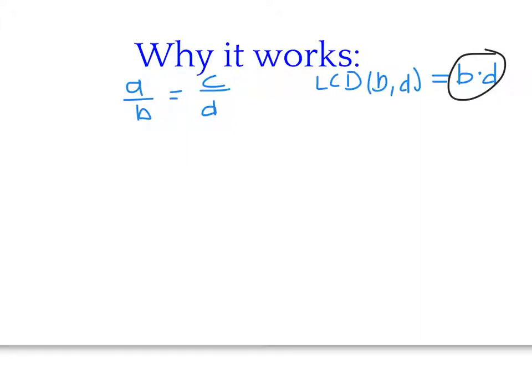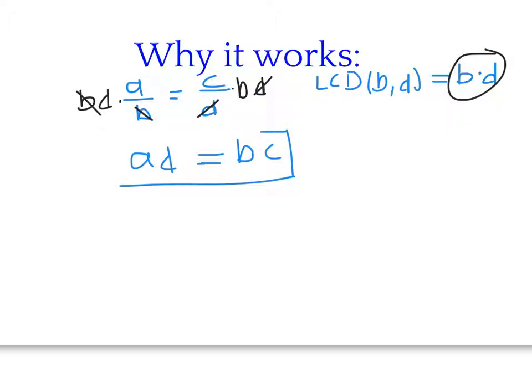So b times d multiplies on the right, and b times d multiplies on the left. We already have b in the denominator, so we'll cancel the b off. We have d in the denominator, so we cancel the d off because that's really 1. d times a is the same as AD, and c times b is the same as b times c. So you see that AD, in fact, equals BC.